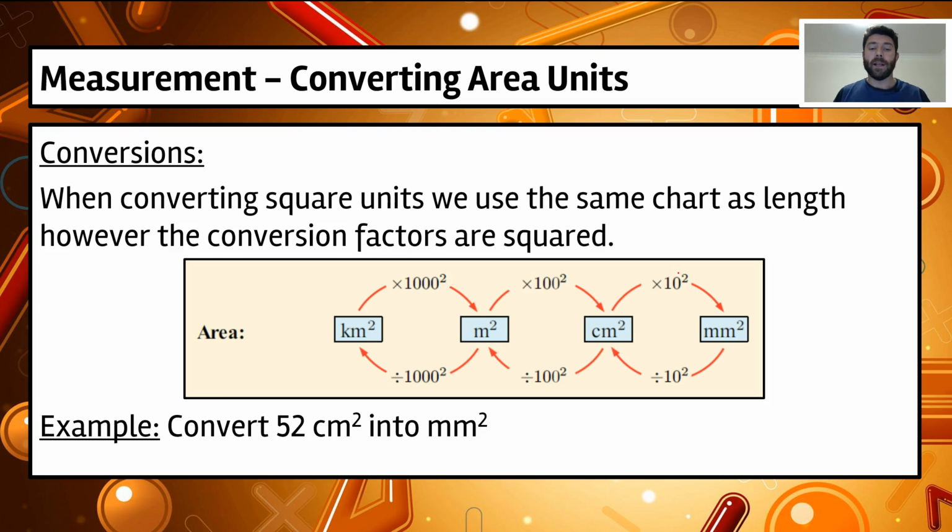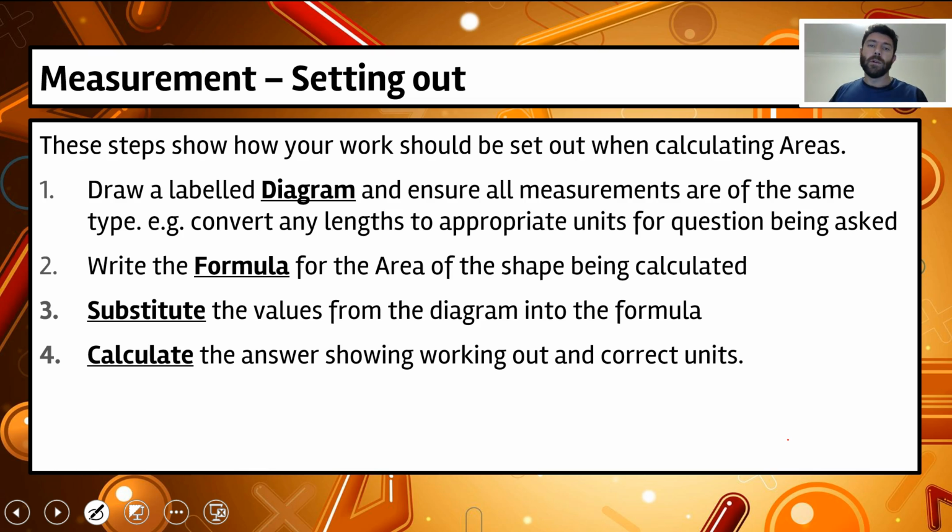If we have a look at the example down here, 52 centimeters squared into millimeters squared. So we're going from centimeters squared to millimeters squared, so we need to times by 10 to the power of 2. So that equals 52 times 10 squared. Well, 10 squared is 100, so it's 52 multiplied by 100. That equals 5,200 millimeters squared. We need to make sure we put the right units in. That's really, really critical.